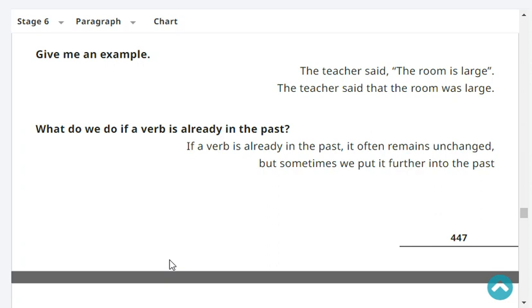What do we do if the verb is already in the past? If a verb is already in the past, it often remains unchanged, but sometimes we put it further into the past. Very good.